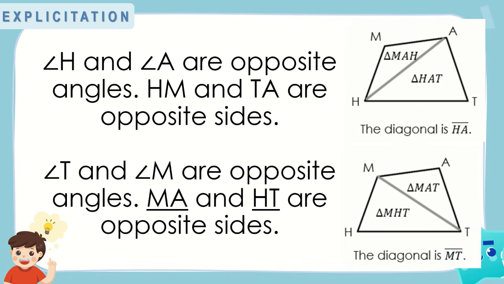Angle H and angle A are opposite angles. HM and TA are opposite sides. Angle T and angle M are opposite angles. MA and HT are opposite sides.